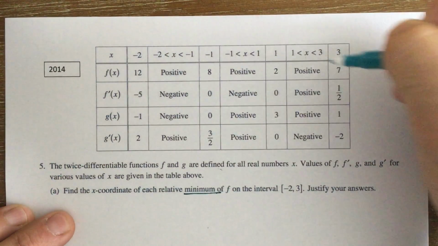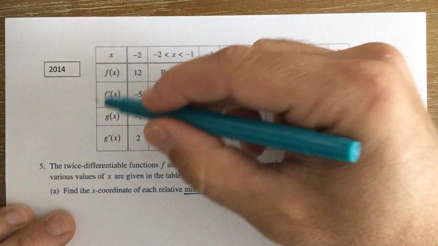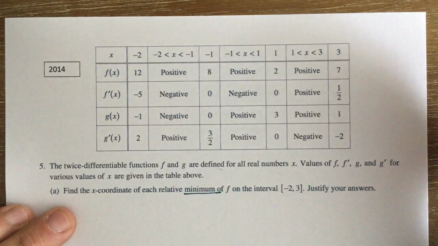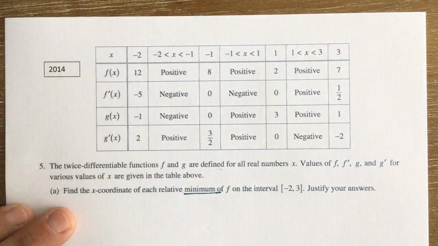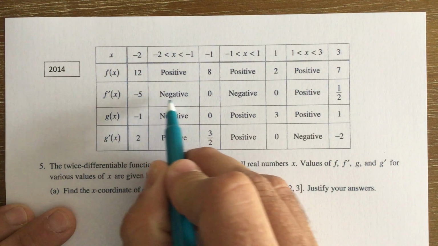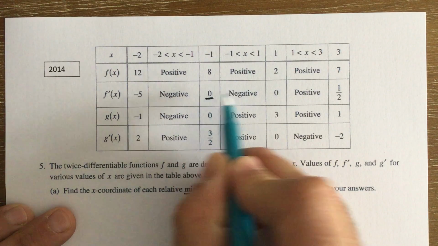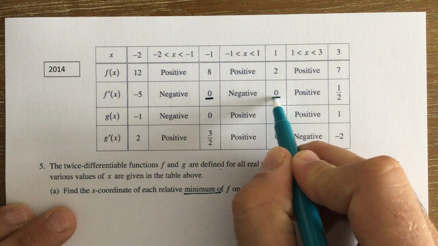Minimums, and I'm only looking at x. So f of x, or f prime of x. My first question would be, when do minimums occur? And that would be when the derivative is equal to 0. So let's see if this derivative is ever equal to 0. It's equal to 0 there, and the derivative is equal to 0 here.